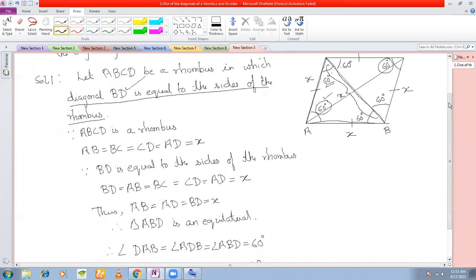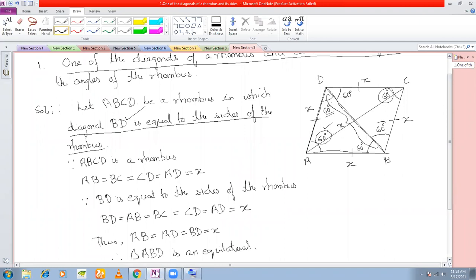What else can we say? We can say angle DBC, that means I'm talking about this angle. Angle DBC is equal to angle ABD, this angle.